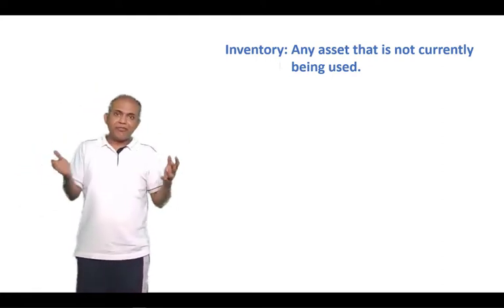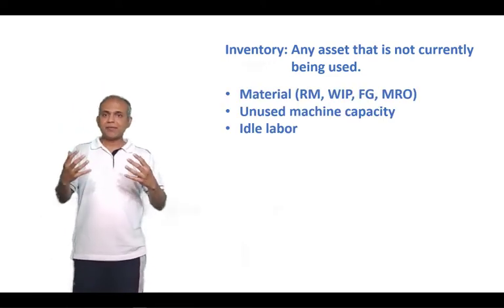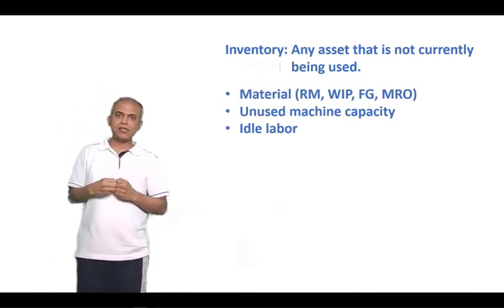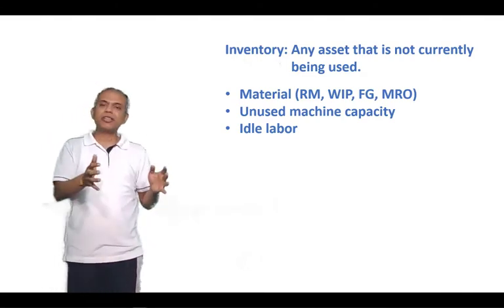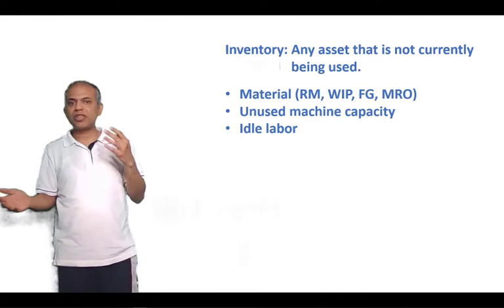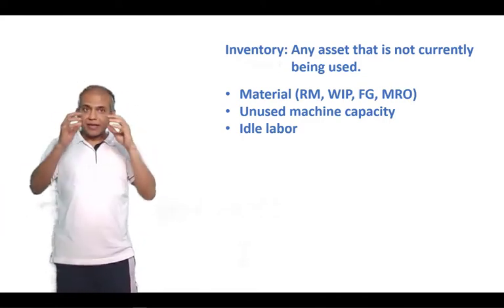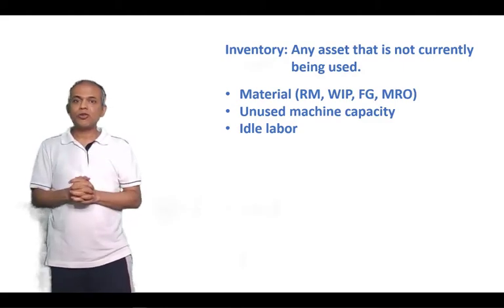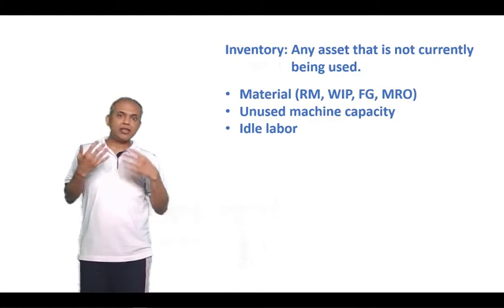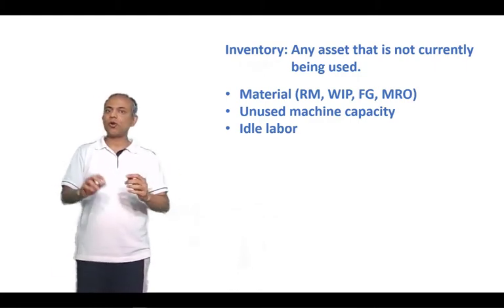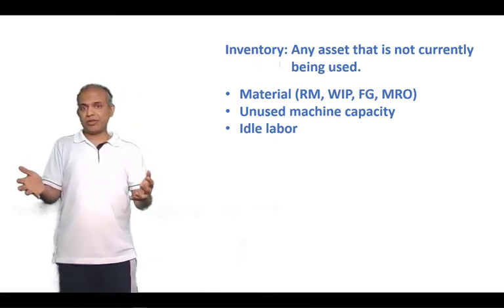I've created this generic definition because the principles that we study here can be applied to any kind of asset. So, generally, we talk of three major kinds of assets: material assets, which is the major discussion in this series of videos, which include raw material, work in process, finished goods, and maintenance, repairs, and operating supplies. Then there is unused capacity, which is also inventory. And lastly, we have excess people. So the excess staff, the idle staff, or the concept of bench in the software industry, which is also inventory.